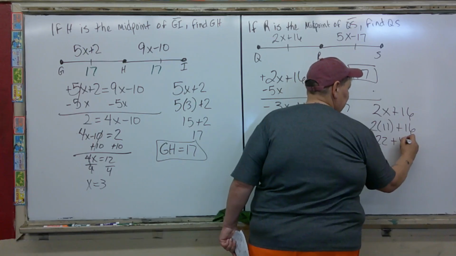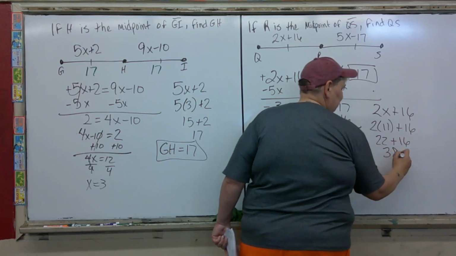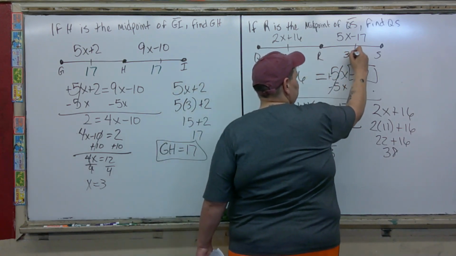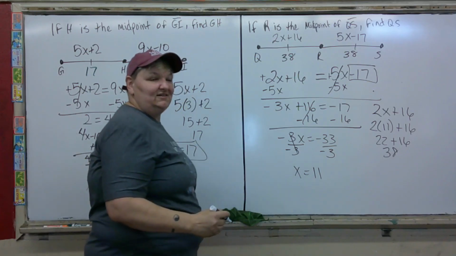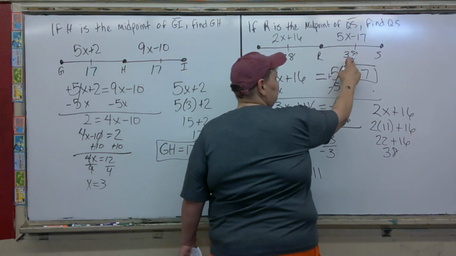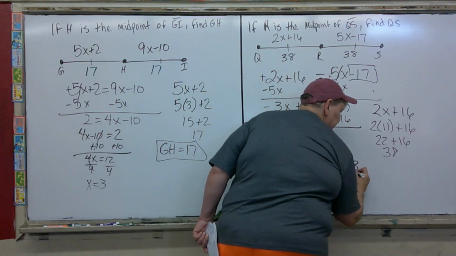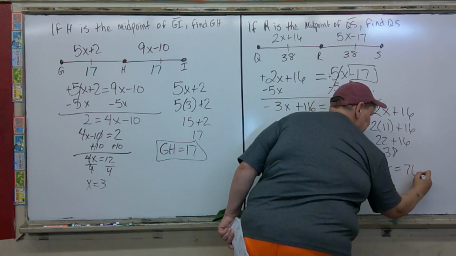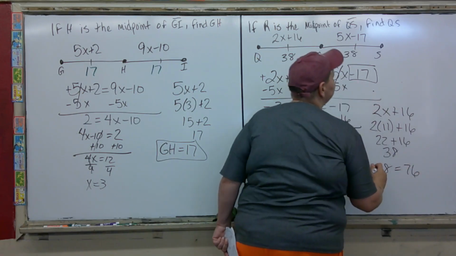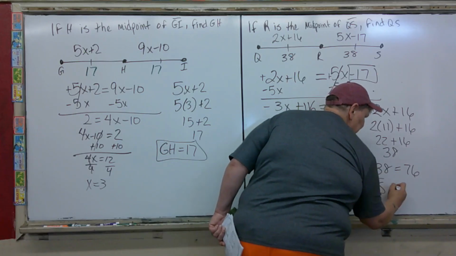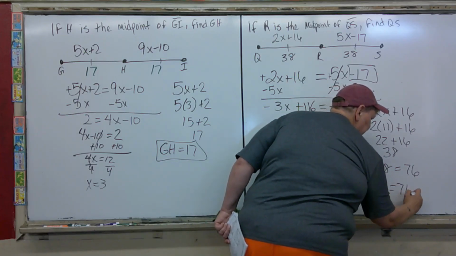22 plus 16 is 38. So if this is 38, then this is also 38. So this to this is 38 plus 38. 38 plus 38 is 76. So what is it? QS is equal to 76.